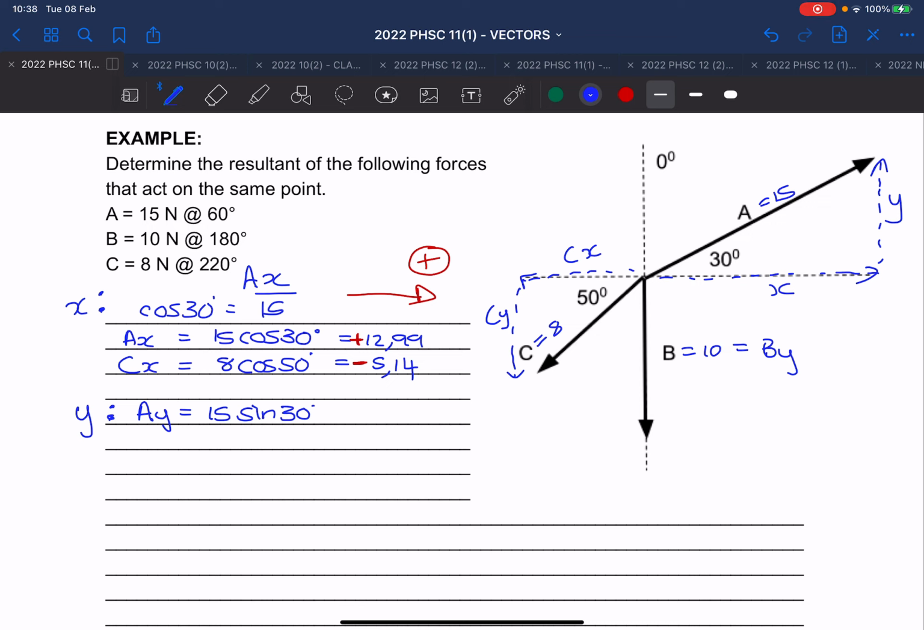Can you all see where I get that from? First by doing that, then rearranging. But I'm immediately rearranging because I've done this 100 million times. But Fancy, you didn't answer correctly, so your turn. What did you say? 7.5. BY will be 10. And CY will be 8 sin of 50. What does that give you?